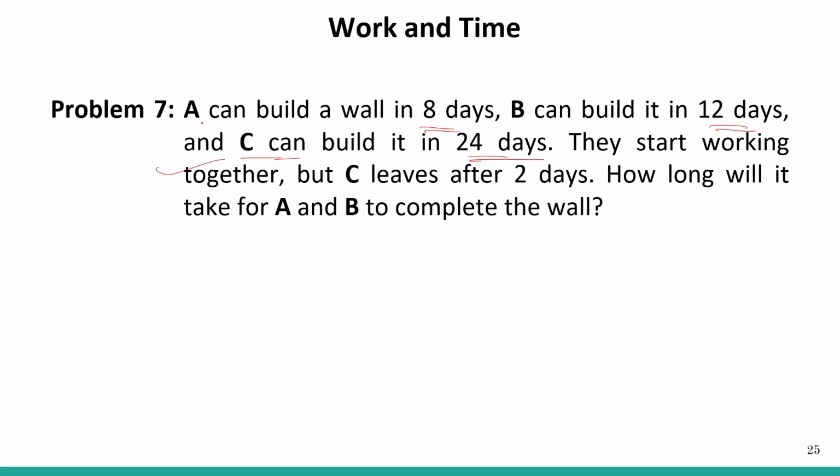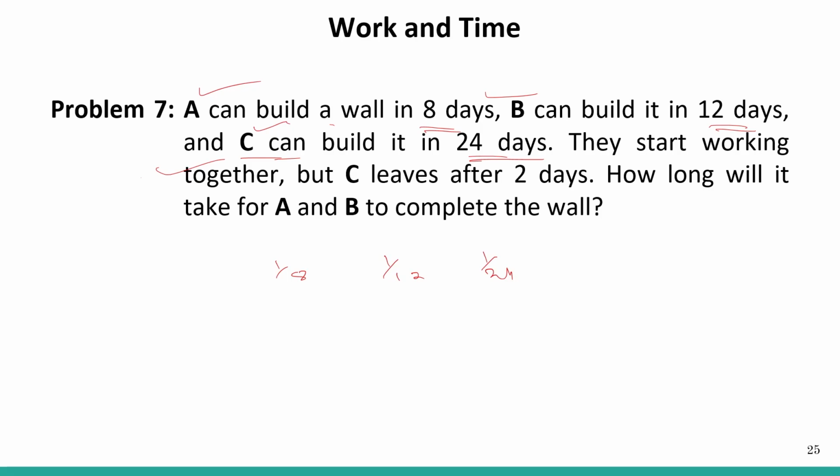So A, B, C, there are 3 people involved here. Till now we have seen work problems with 2 people involved, but in this case there are 3 people involved. They all have different work rates. A has a work rate of 1 by 8, B has a work rate of 1 by 12 and C has a work rate of 1 by 24. So they start working together.